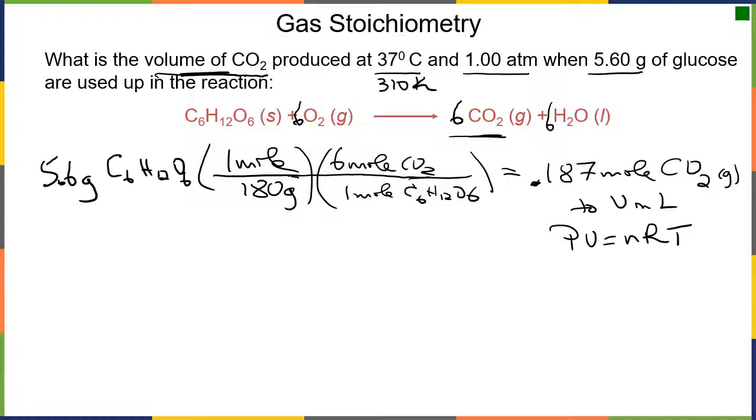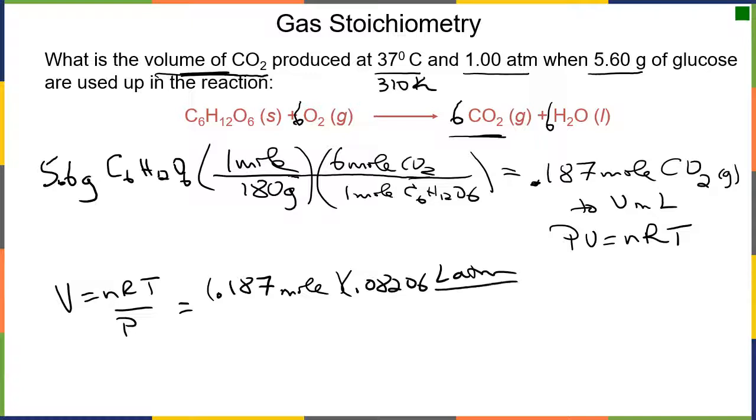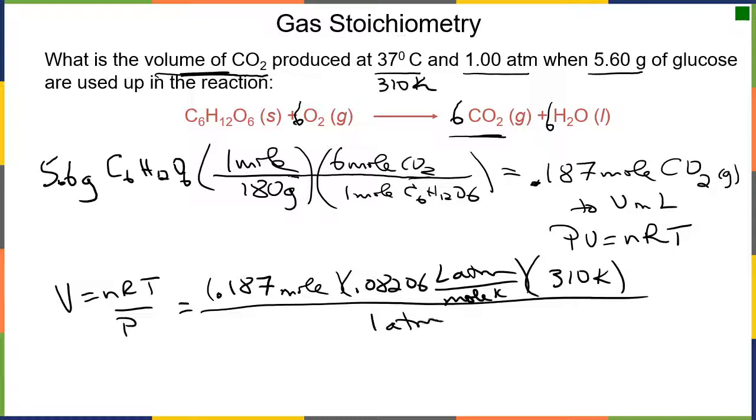So let's plug some stuff in. We're solving for volume. Volume is equal to nRT over P, which is equal to 0.187. And we have to use carbon dioxide because it's the only gas here that we're measuring. Moles of carbon dioxide multiplied by R, 0.08206 liters atmospheres per mole Kelvin, multiplied by our temperature, which is 310 Kelvin, divided by the pressure, which is 1 atm. To finish, the volume of carbon dioxide is equal to 4.76 liters.